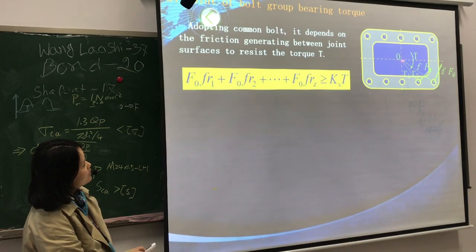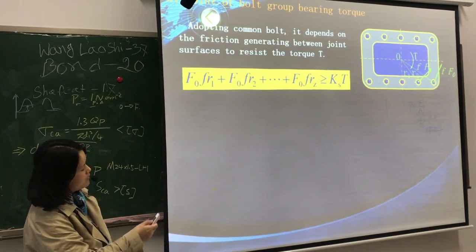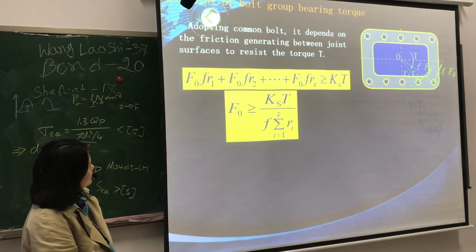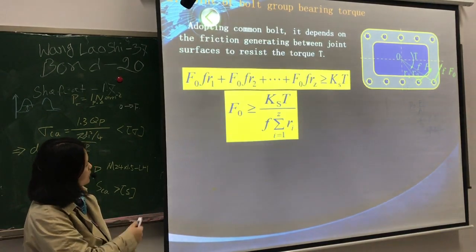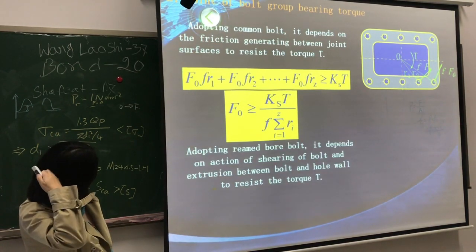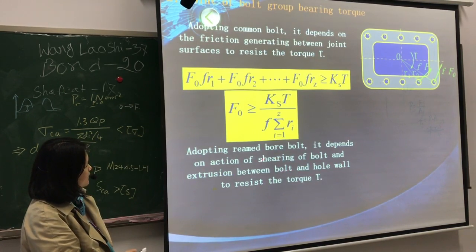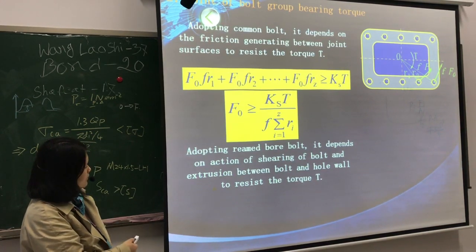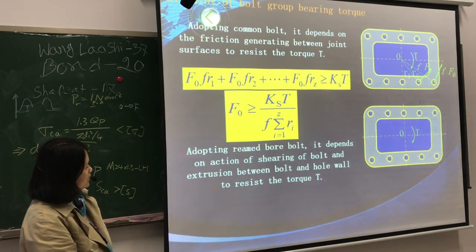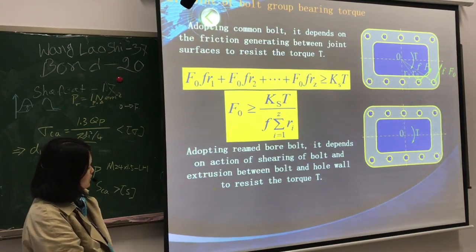And this is the centroid, and the bolt distance. So we can calculate the F0. And for the bolt, it depends on the action of the shear ring and bearing to resist the torque T.